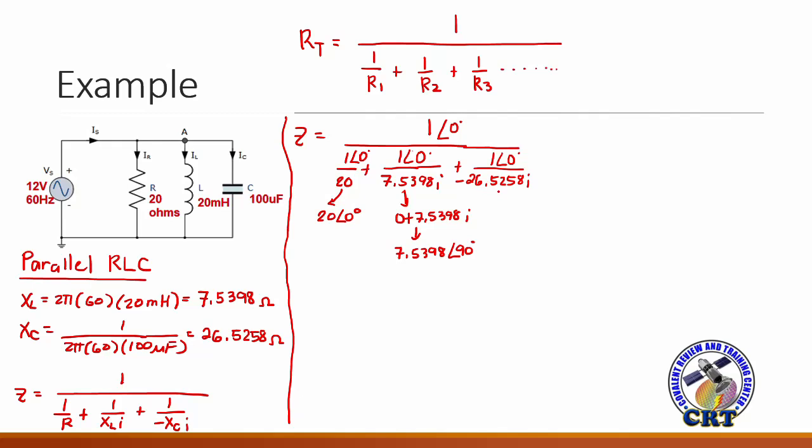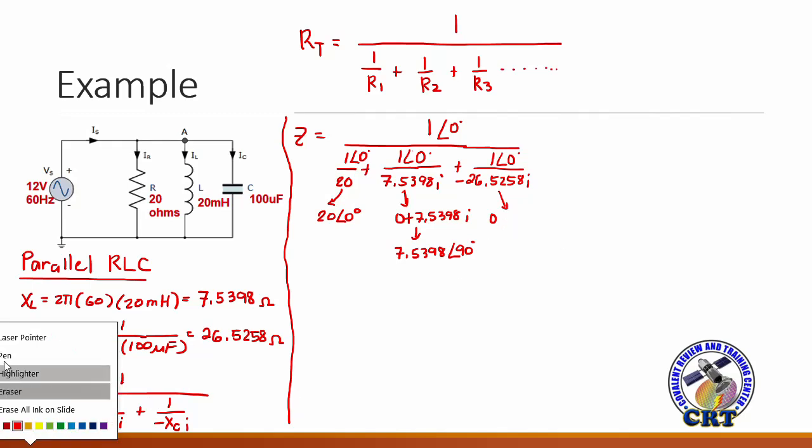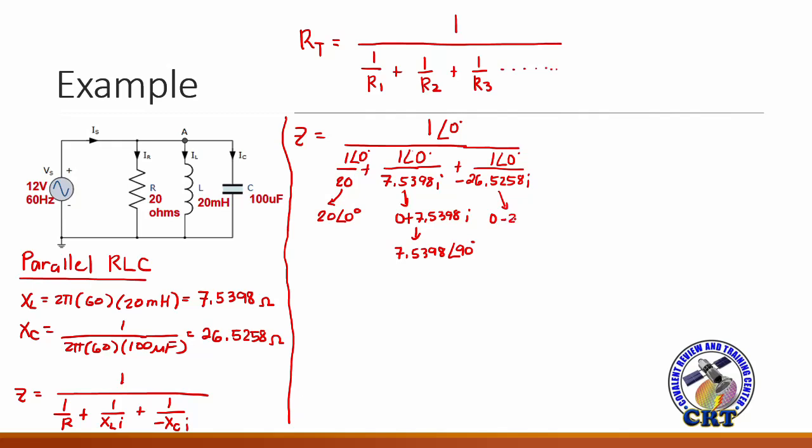While for this part, negative 26.5258, the real part is 0. So it is minus 26.5258i, that is the rectangular form of this portion. Convert to polar, this will become 26.5258 angle of negative 90.